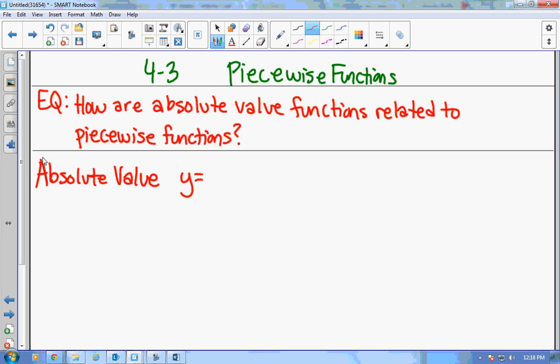What is the absolute value parent function? The most basic way we can write the absolute value function, with lines: absolute value x. Y equals absolute value x. And we just discussed that a minute ago. Okay?